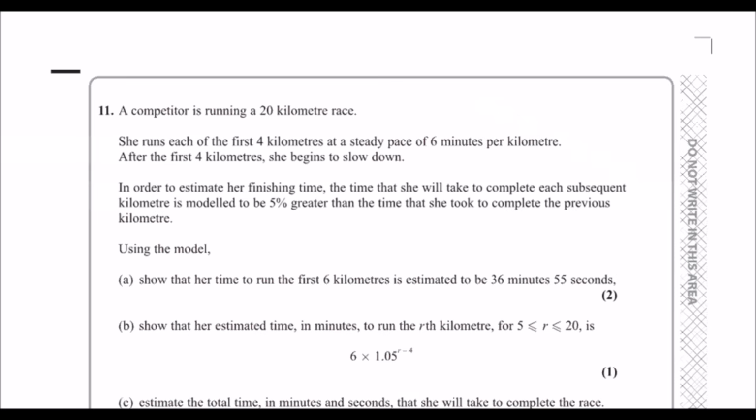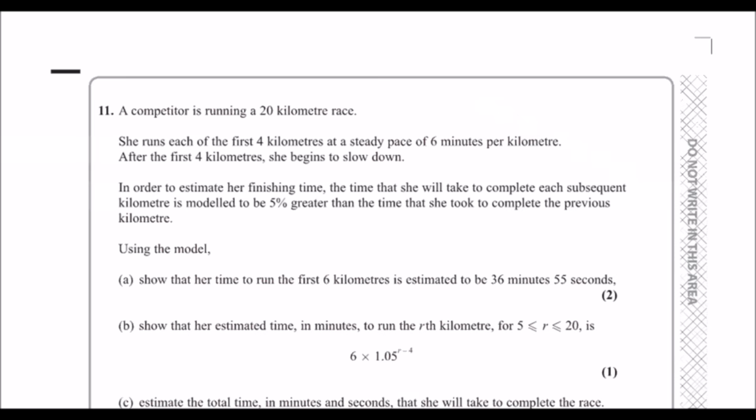Question 11. A competitor is running a 20-kilometer race. She runs each of the first 4 kilometers at a steady pace of 6 minutes per kilometer. After the first 4 kilometers, she begins to slow down. In order to estimate her finishing time, the time that she will take to complete each subsequent kilometre is modelled to be 5% greater than the time she took to complete the previous kilometre.